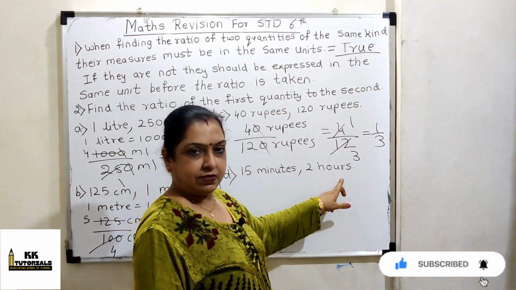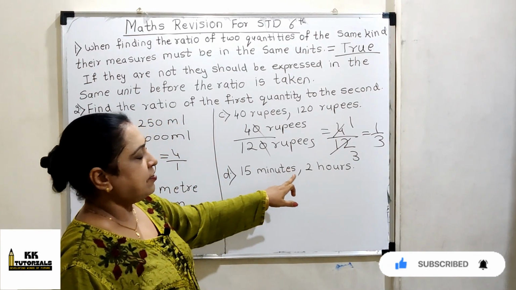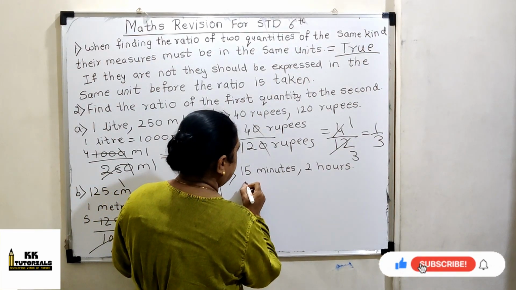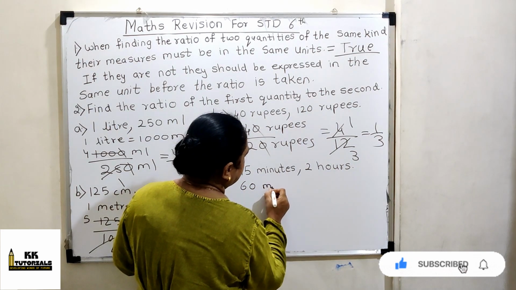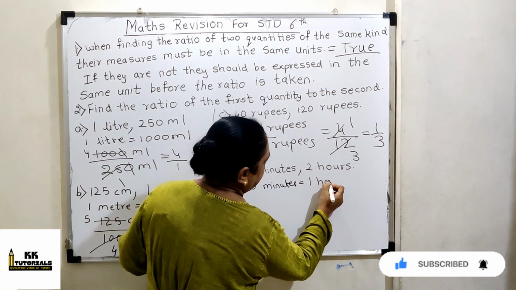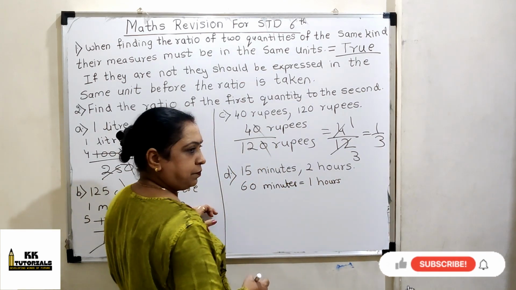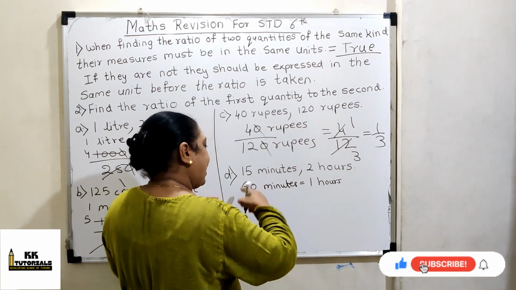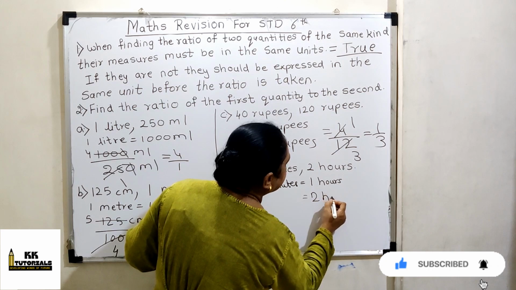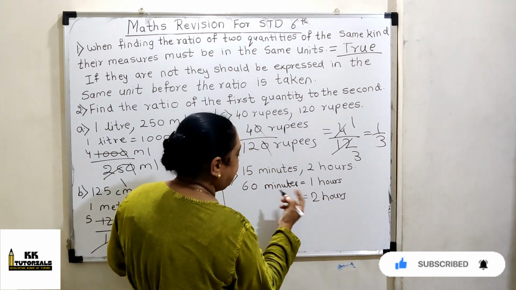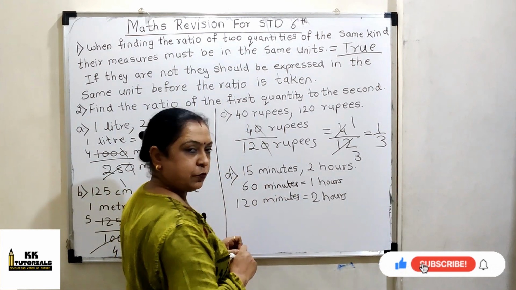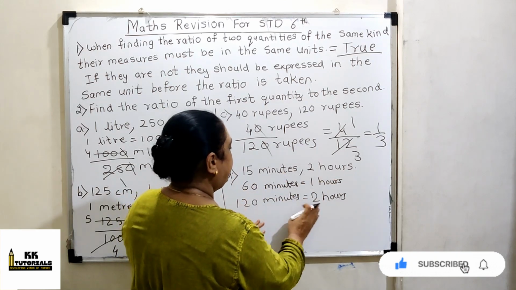15 minutes, 2 hours. Okay. Both the units are different. This is minutes and this is hours. So first we have to convert. You know 60 minutes is equal to 1 hour. Okay. Or you can write 1 hour is equal to 60 minutes. Okay. So 2 hours, how much will it be? 120 minutes. Okay. Now both are converted into minutes.